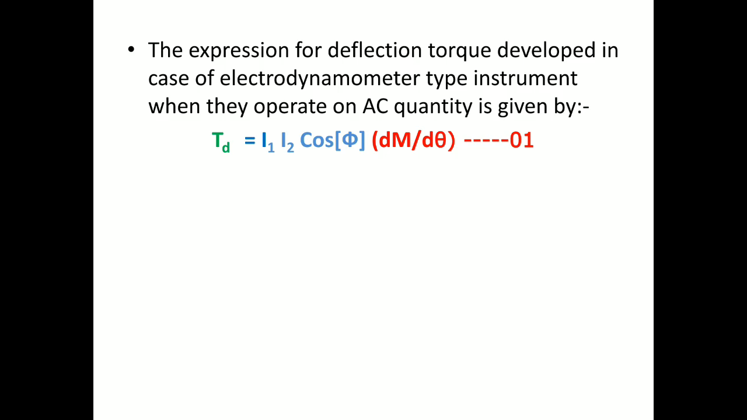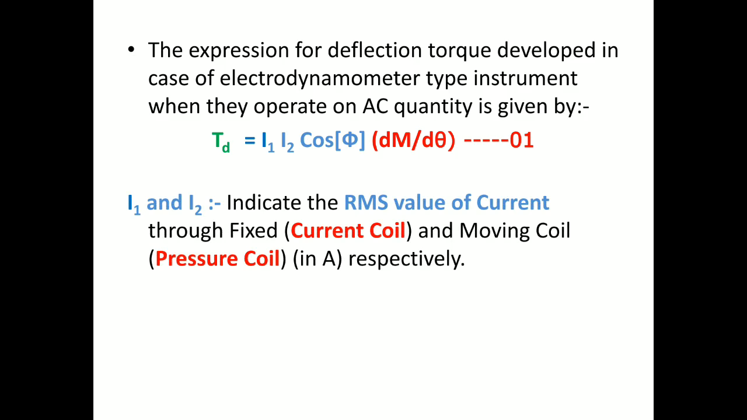The thing is that we need to make some basic changes in the circuit, and the changes which we need to make are already discussed. In series with the moving coil, we need to connect a very high value of resistor, and the field coil is connected in series with the load, so that it carries the load current. That is the reason the current coil is designed as a fixed coil and the moving coil is designed as a pressure coil. So here we have the expression for TD equal to I1 I2 cos phi dM by d theta. Let that be equation number 1.